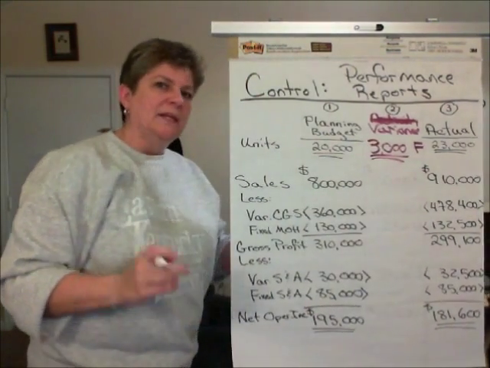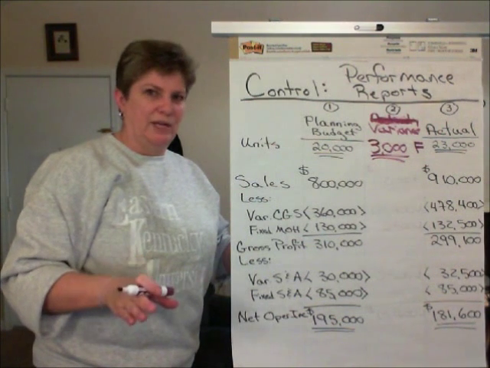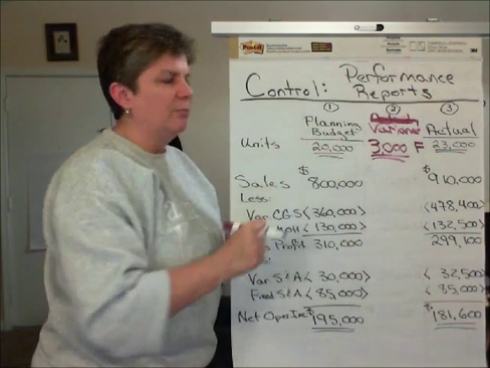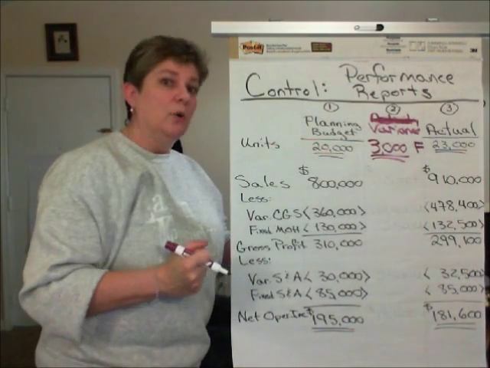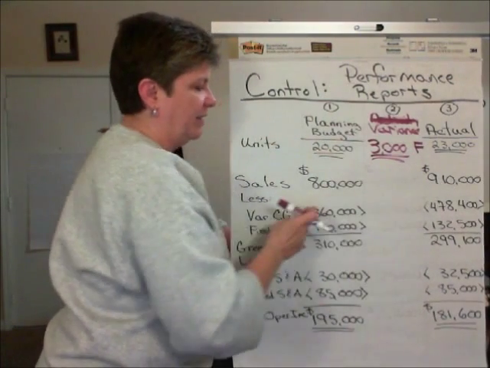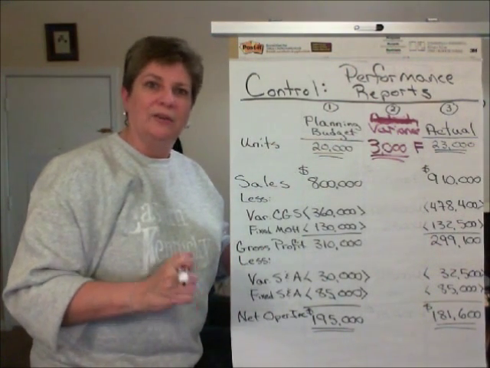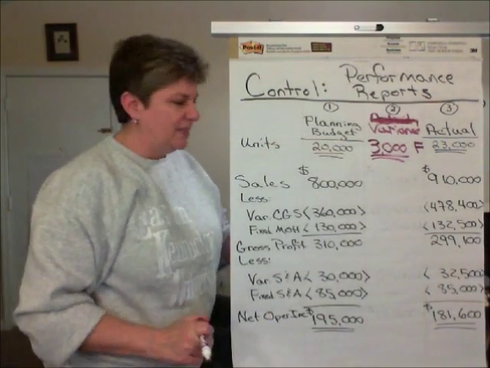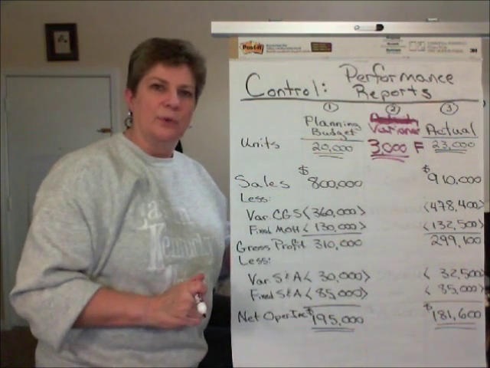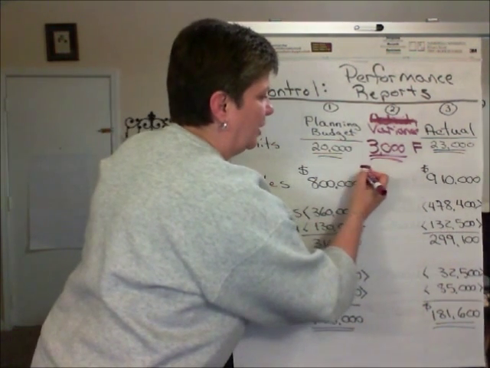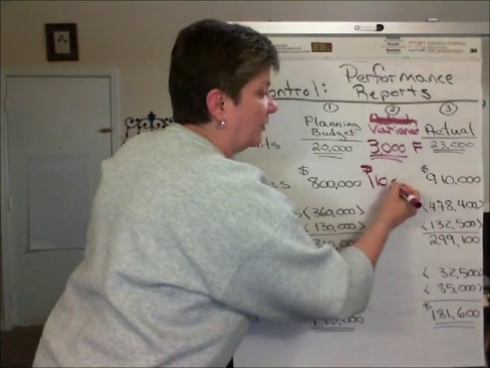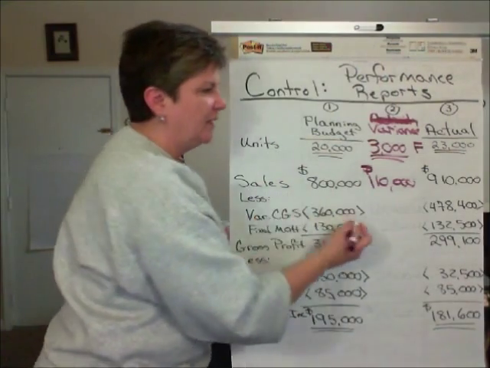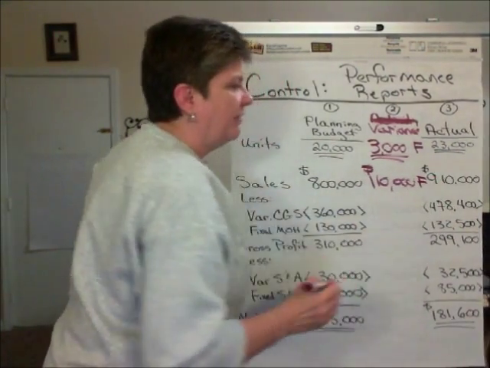That's a good thing. Now, let's look at the cost information and the revenue information. Well, naturally, since we sold more units than we planned to sell, we would expect that our sales revenue would be greater than our planned sales revenue, and indeed it is. Actual sales revenue is $910,000 and budgeted sales revenue is $800,000. So we've got a $110,000 variance. Again, since actual revenue was greater than budgeted, that's a favorable variance.